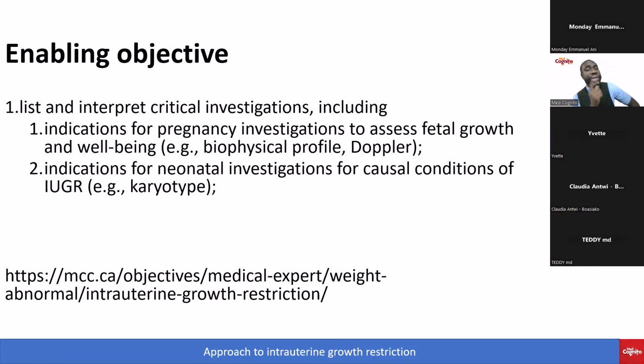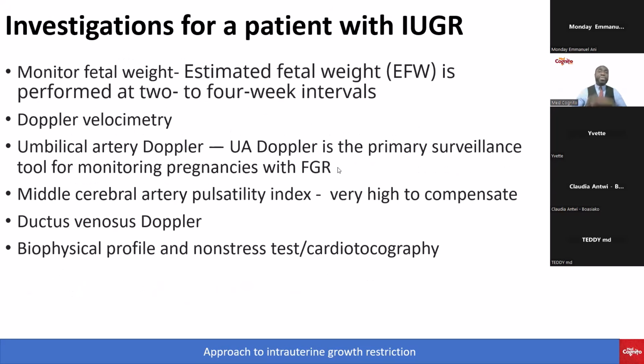So listen, interpret critical investigations, including indications for pregnancy investigations to assess fetal growth and well-being. We've done all this. Indications for neonatal investigations for causal conditions. We've already done this, but I want to repeat it again. Investigations for patients with IUGR. You want to monitor the fetal weight, where you do estimated fetal weight, which should be monitored every 2 to 4 weeks. Number 2, Doppler velocimetry, Doppler ultrasound, umbilical artery Doppler. Remember that we said that in a constitutionally small baby, the umbilical artery Doppler will be normal.